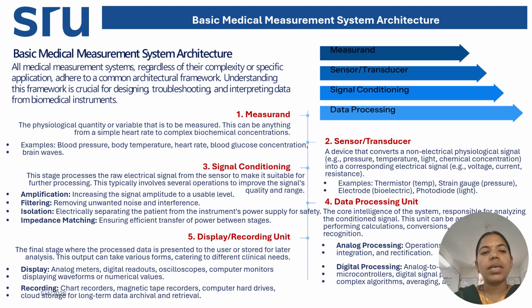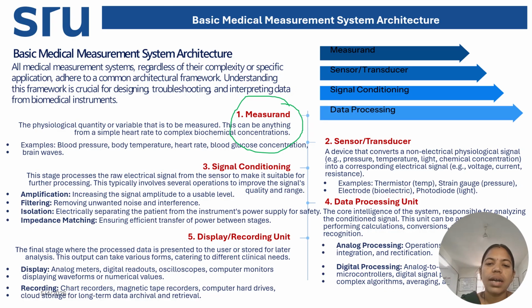Next one, basic medical measurement system architecture. If you see the total block diagram, the architecture broadly can be considered as 5 blocks. First one is the measurand. Measurand is nothing but the variable or physical quantity which we are going to measure. For example, we are measuring BP of a patient, then blood pressure is called the measurand.